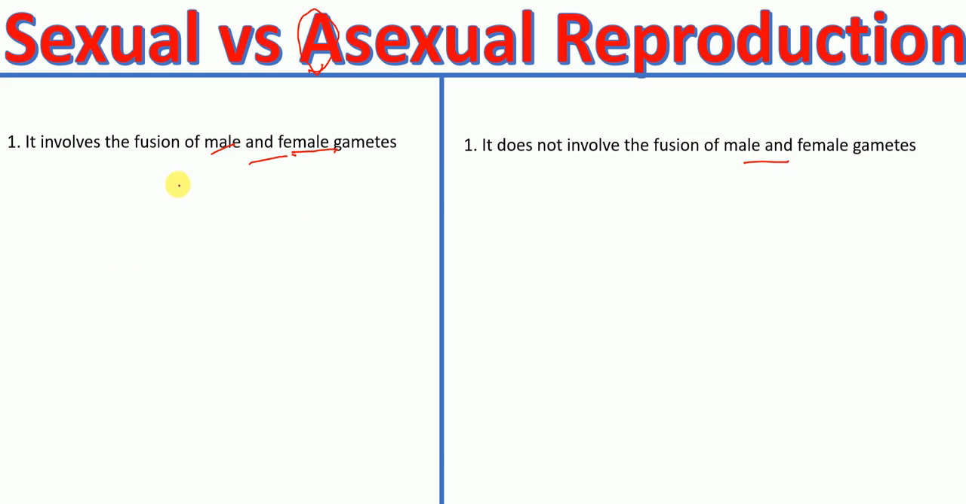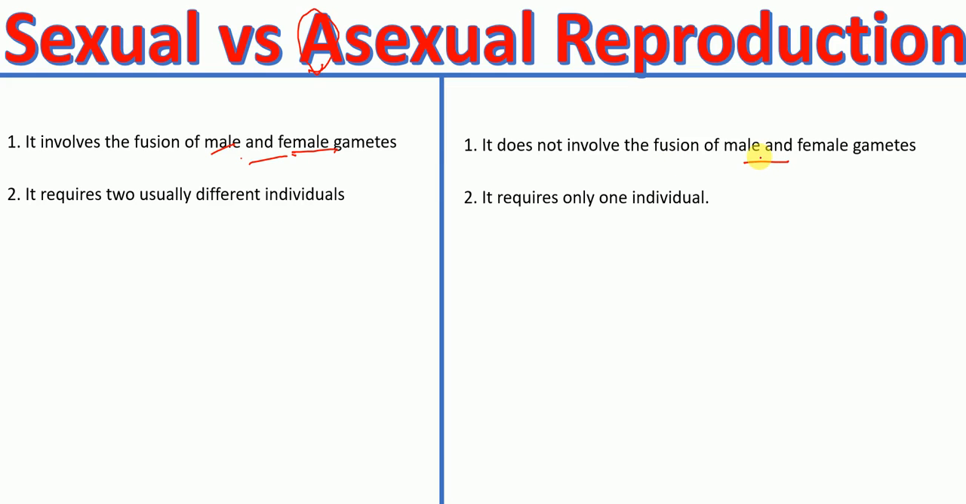Sexual reproduction involves the fusion of male and female gametes, whereas asexual, or simply without sexual, reproduction does not involve the fusion of male and female gametes. Sexual reproduction usually requires two different individuals, males and females, whereas asexual reproduction requires only one individual.